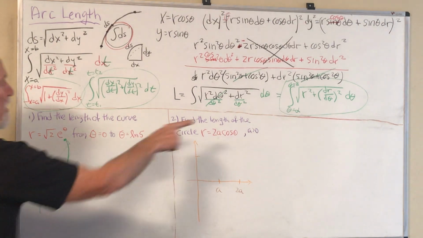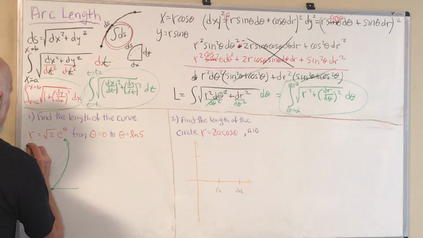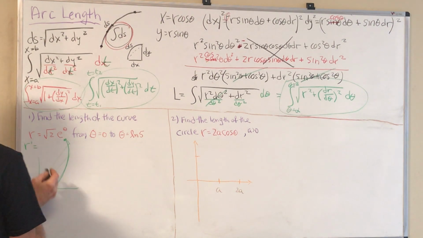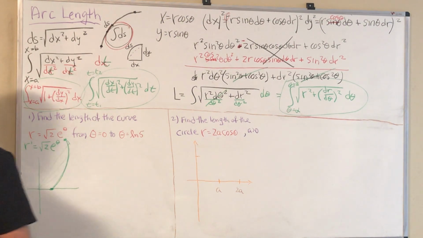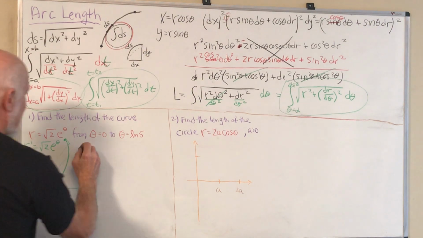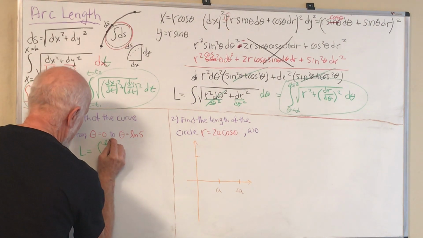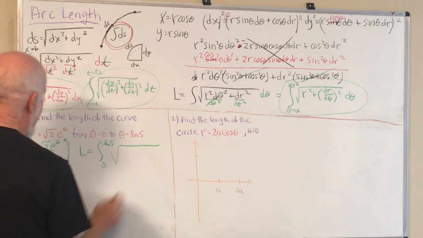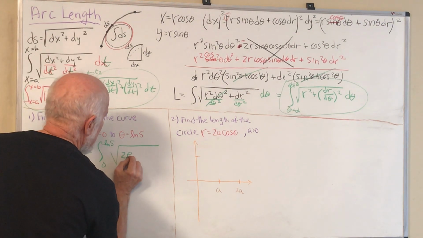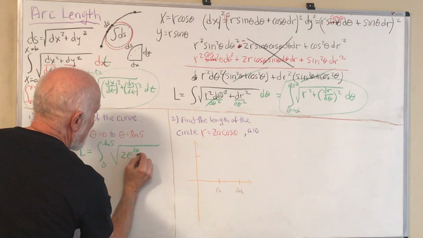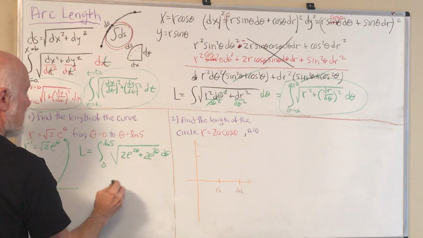So what are we going to do? We're going to use that new formula. What do we need? We need r, and we need dr d theta. Well, dr d theta is the same thing as r. The derivative of e to the theta is e to the theta. So the length is going to be the integral from 0 to the natural log of 5 of the square root of r squared, which is 2e to the 2 theta, plus the same thing again, d theta.